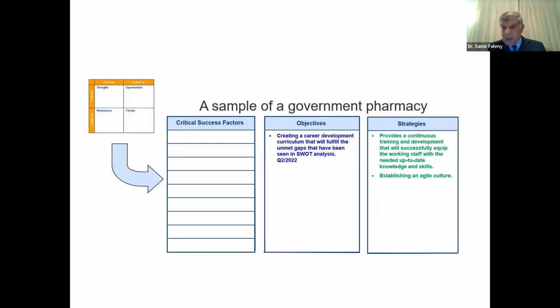Establish an agile culture that learns faster and communicates faster. So it's an agile culture. This, we will consider, not only helps in solving the current unmet gaps, but I mean raising the organization performance to a higher level, that we call the agile culture.